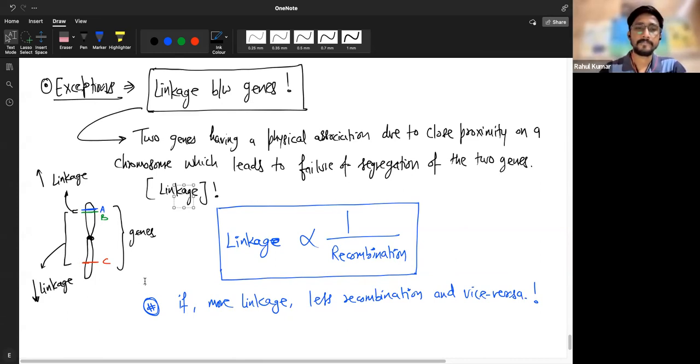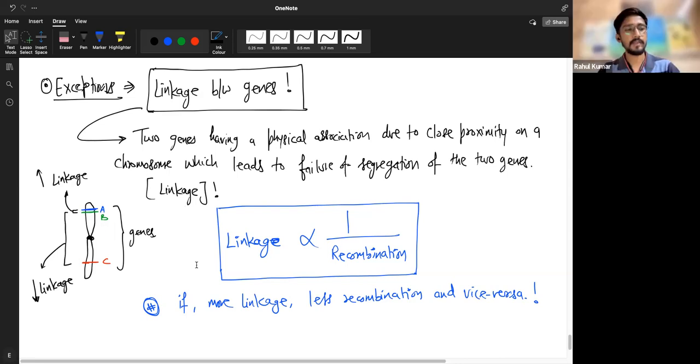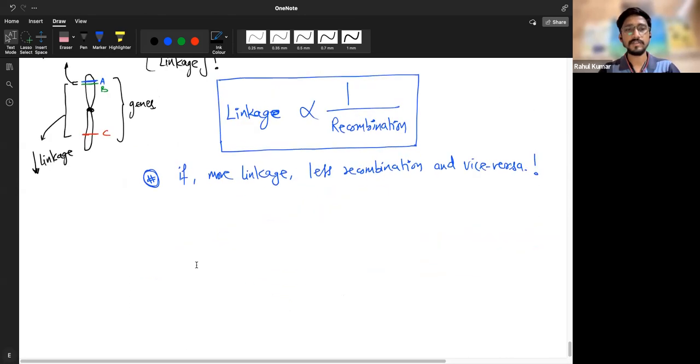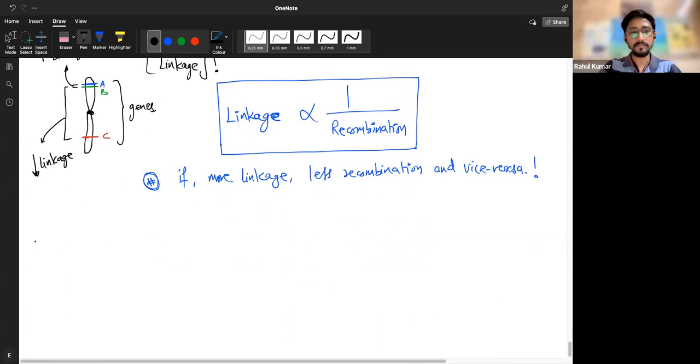So from here, I'll take it forward. We had to start today about linkage, right? And then go to recombination. So write down: linkage between genes.